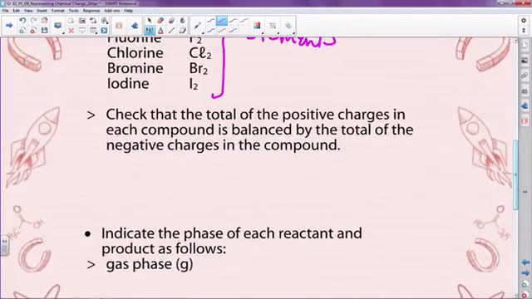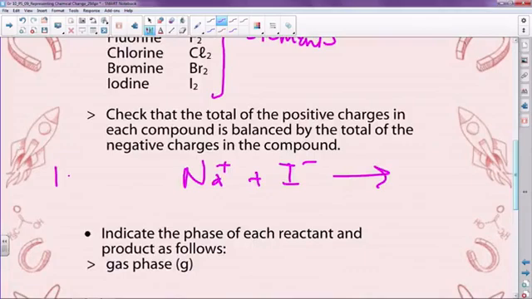If it's ionic, let's say sodium, which is 1 plus, it forms a cation, and let's say iodine, 1 minus, when it reacts to form an ionic compound. This has to do with ions.